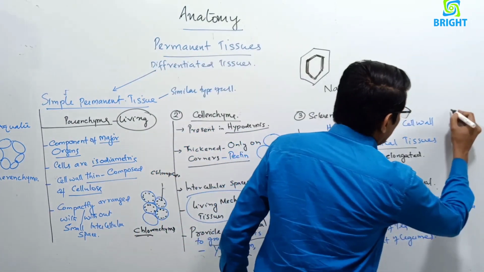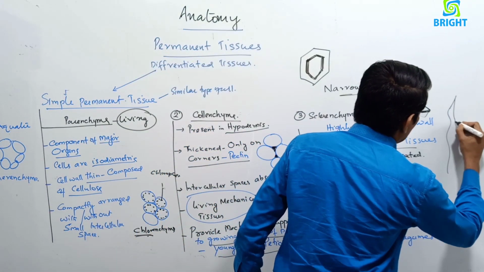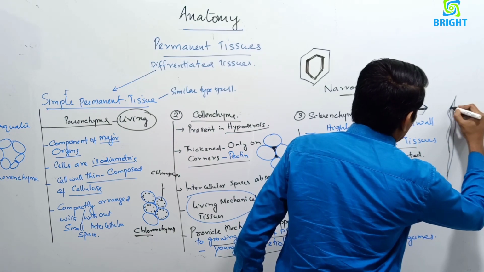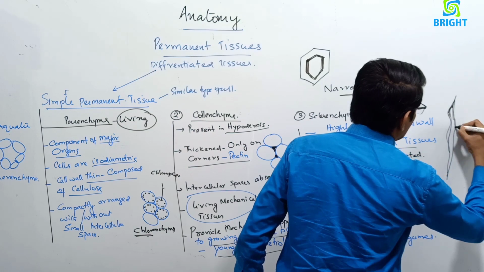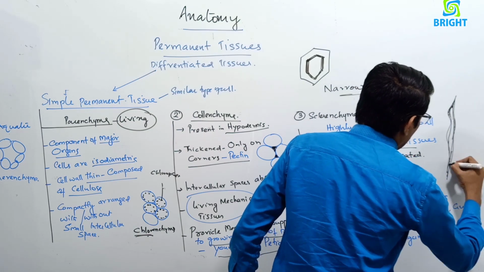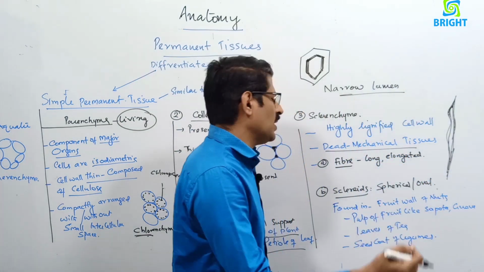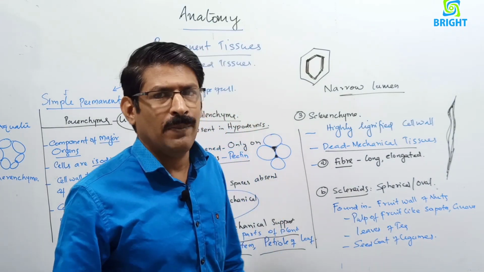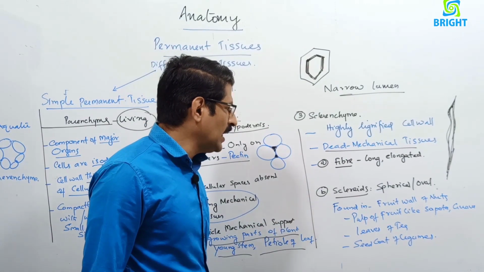Fiber is a somewhat elongated structure with tapering ends, and the cell wall is highly thickened, and it is present in the xylem and phloem. Xylem fibers and phloem fibers are examples of fiber sclerenchyma. And the second is sclereid.